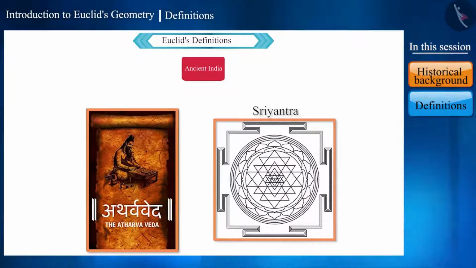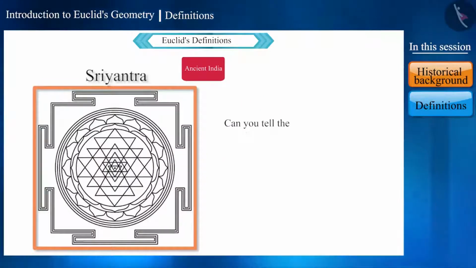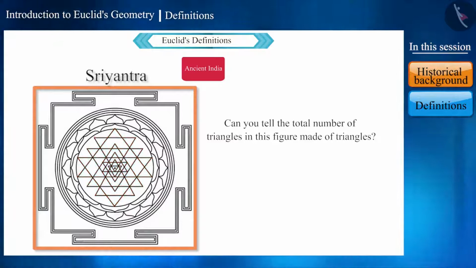In the Sri Yantra given in the Atharva Veda, the 9 isosceles triangles connected with each other are hidden. Can you tell the total number of triangles in this figure made of triangles? These are arranged in such a way that 43 small triangles can be formed from them.